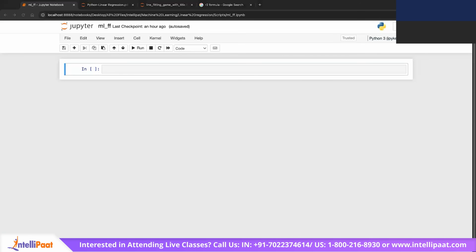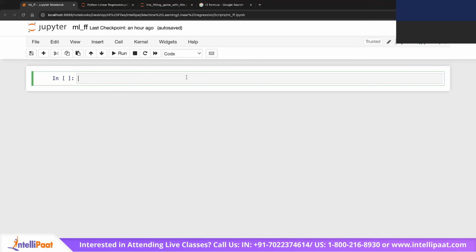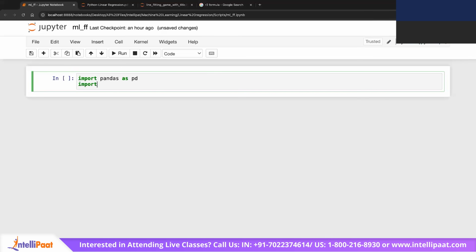I want to ask you guys a very simple question. What data did we take for our prediction? What answers have we taken? What data did we take, week versus something, right? So what I'm going to do is import pandas as pd. Can I do this? Import numpy as np. Can I do this?